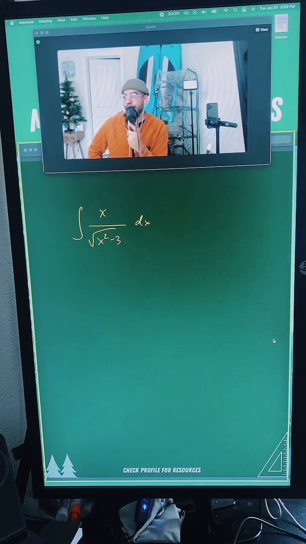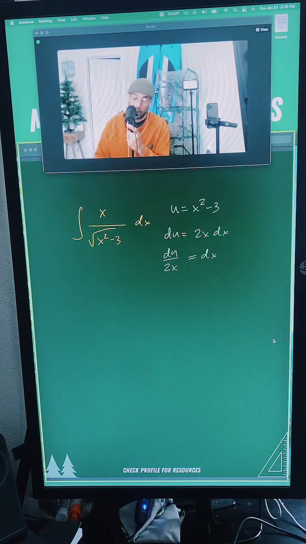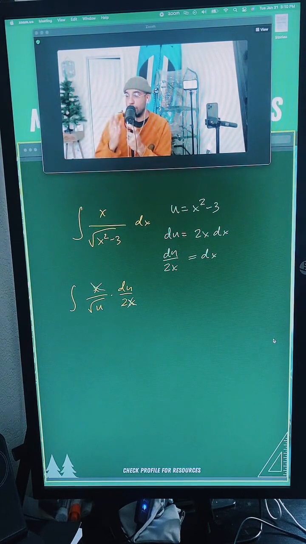Let's do a u sub, okay? This one's going to be pretty simple in my opinion. It starts off as u is equal to x squared minus 3. du is a simple 2x dx. And so du over 2x is equal to dx. And now we can go ahead and rewrite our integral all in terms of u. So we have the integral of x over root u times du over 2x. Okay, the x's cancel out. And we could bring the 2 out on the front. And we have 1/2 integral of du over root u.